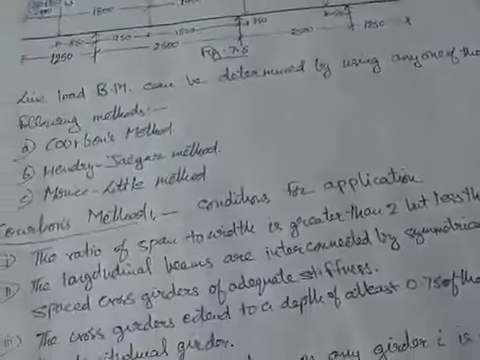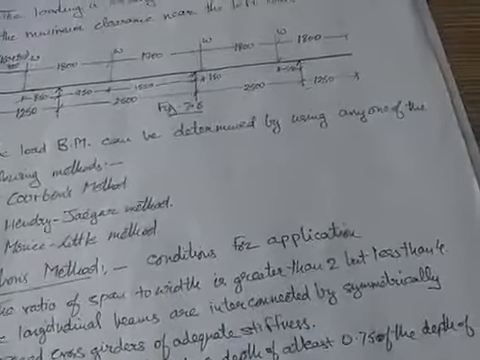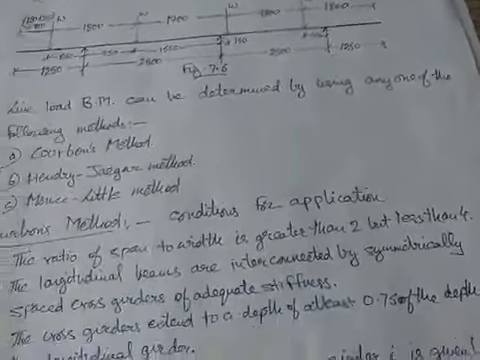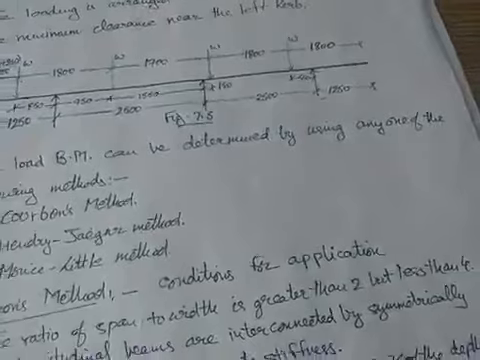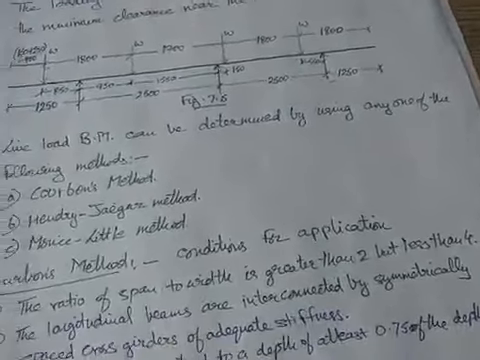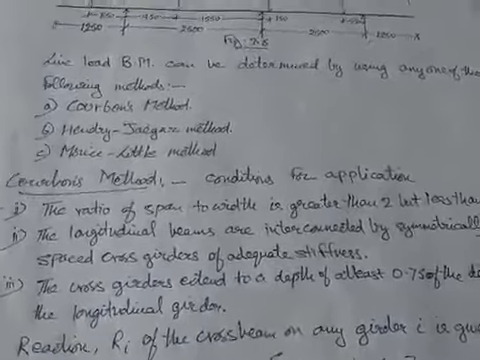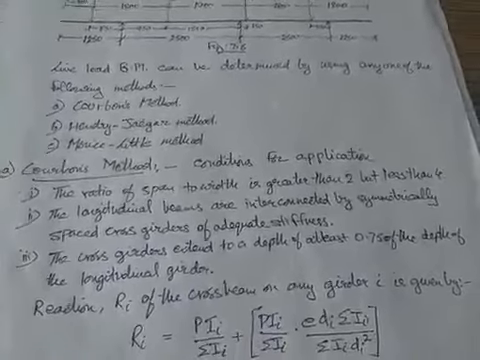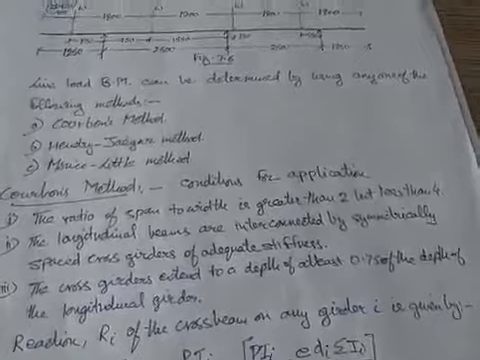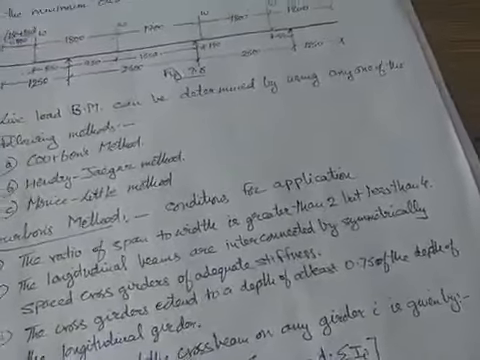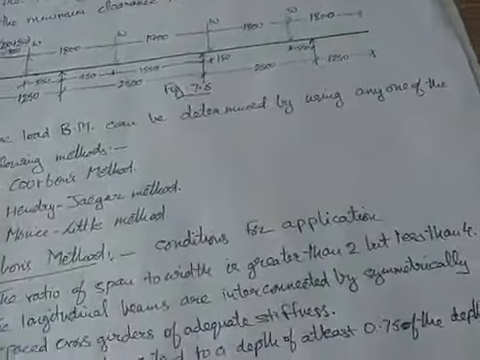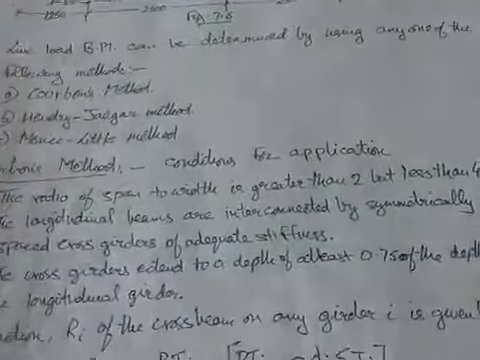This method is applicable for some conditions. The first condition is that the ratio of span to width is greater than 2 but less than 4. The longitudinal beams are interconnected by symmetrically spaced girders of adequate stiffness. The cross girders extend to a depth of at least 0.75 of the depth of the longitudinal girder. It says that the T-beam girders, wherever you want to design it, these cover all these points.